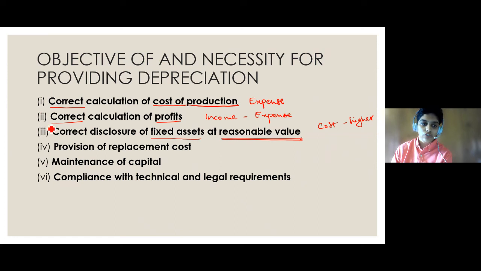Then the next objective is to provide for replacement cost, that is provision of replacement cost. Now, whenever you have an asset, you know that it is going to be put to use for a certain number of years, and after the time expires, you're going to require a new asset. Buying an asset requires significant amount of money. It's not a small thing. It is not something that you can do regularly. So if you want to buy an asset, you need to have the amount available to you.